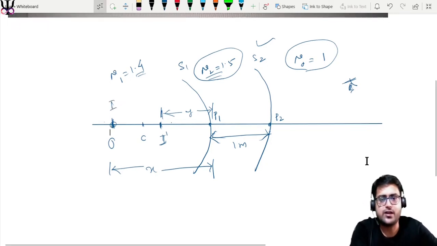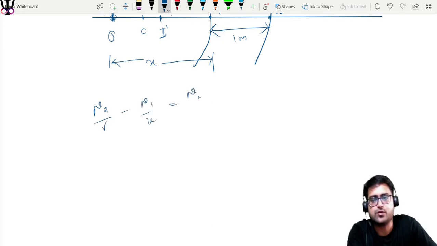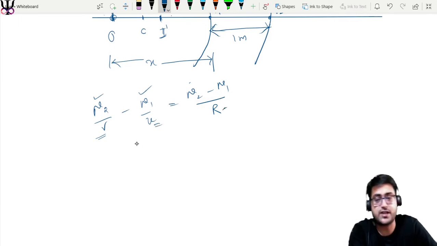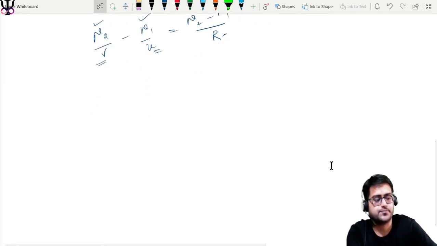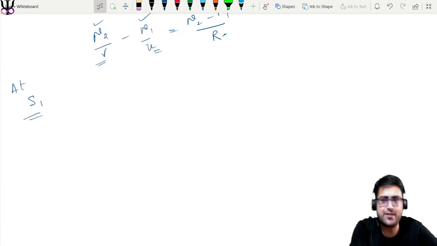So how do we do that? We use the spherical refraction formula, which is mu2 by v minus mu1 by u equals mu2 minus mu1 by r, for a single spherical interface, right? It's the second medium, first medium, okay? And this is the image distance, object distance, radius of curvature. Using the sign convention at S1, let's say at S1, what will that be? If you use refraction at S1, will that be mu2, the second medium? What is the second medium? Again, mu2, which is 1.5.